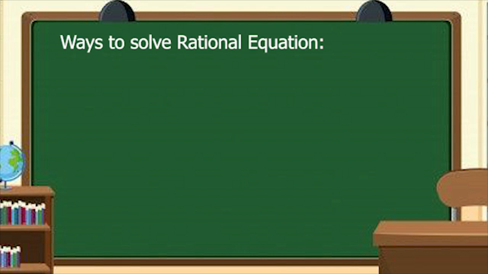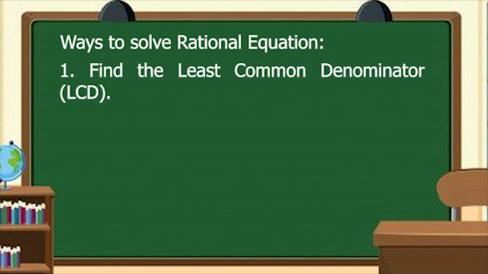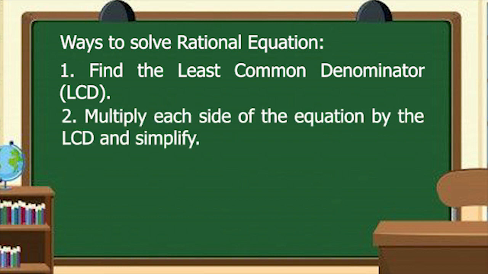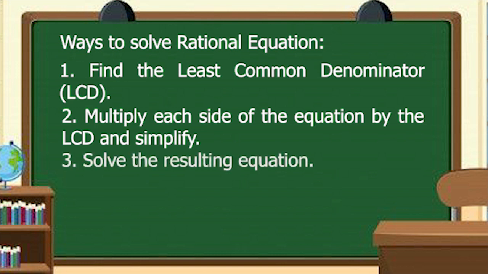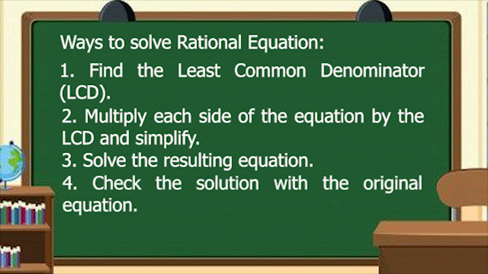Step 1. Find the least common denominator, or what we call the LCD. Step 2. Multiply each side of the equation by the LCD and simplify. Step 3. Solve the resulting equation. And step 4. Check the solution with the original equation.